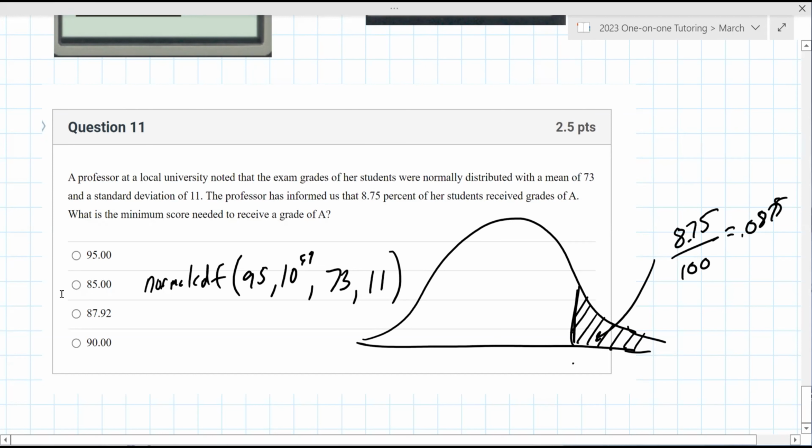Now, if you don't get the right answer, then what do you do? That's why I have to be really clear on what we're doing here, which is because the area is 0.0875. That's why we can do this and hope that it works. So I'll go back to that other calculator and get you the answer here.